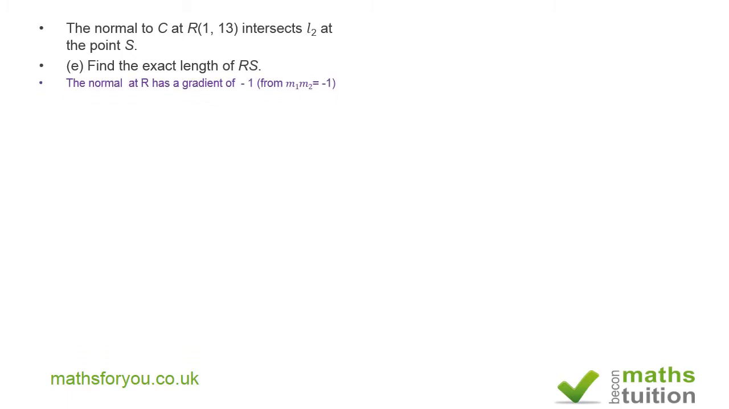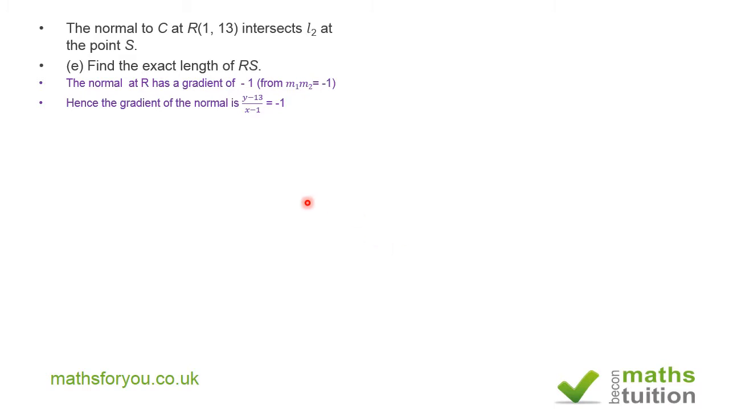Right. The normal at R has a gradient of -1, because we know that the product of the gradients of the tangent and the normal is -1. If in this case the gradient of the tangent at R is 1, it follows that the gradient of the normal at R has to be -1. So the gradient of the normal at R is -1. That being the case, we can now try to find an equation for the normal RS.